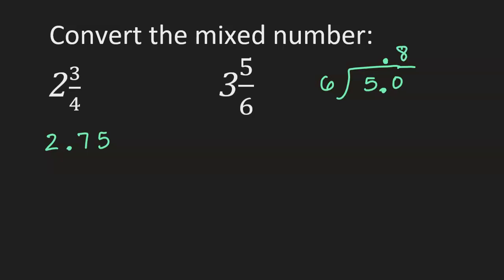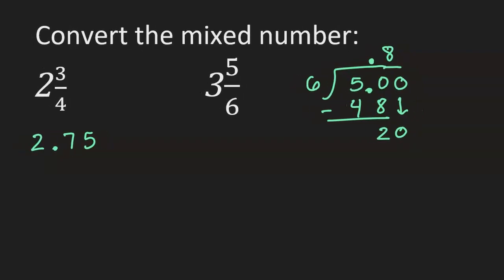8 multiplied by 6 gives us 48. And I subtract. 50 minus 48 gives us 2. I bring down another 0. How many times does 6 go into 20? 6 fits into 20 3 times because 3 times 6 is 18. Subtract: 20 minus 18 is 2.